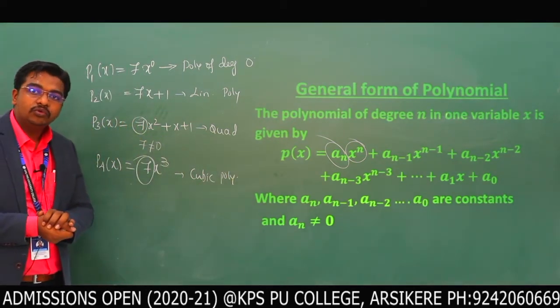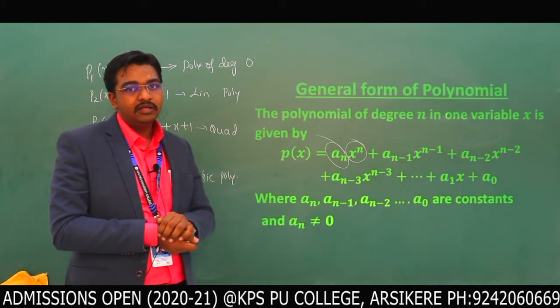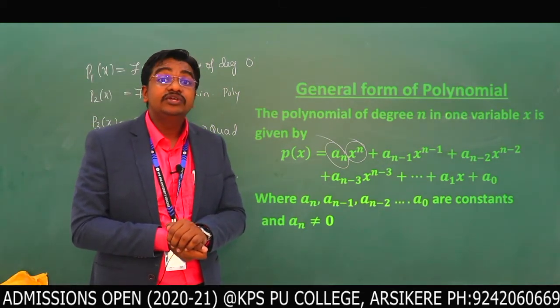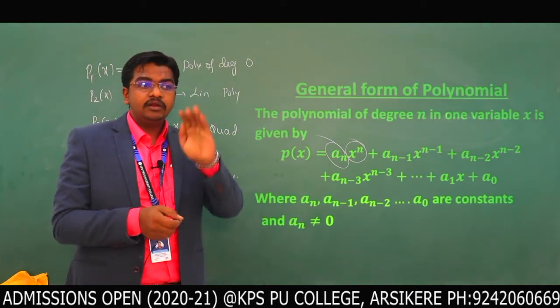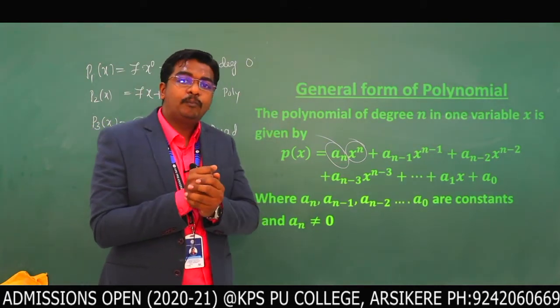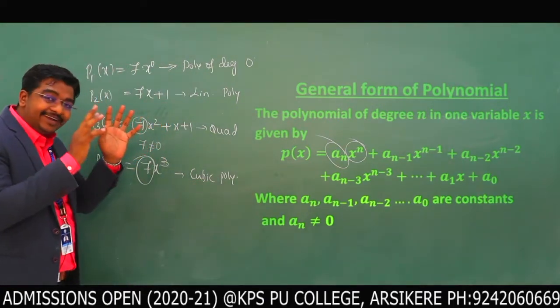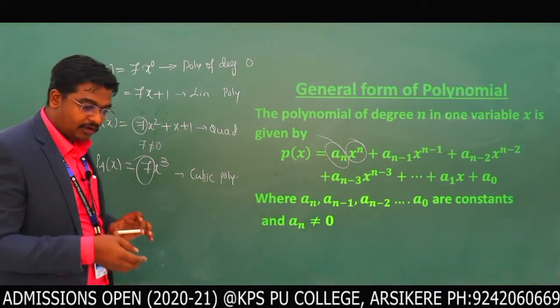So before going to discuss the division of polynomials, one should go with the zeros of the polynomial. So what are the zeros of a polynomial? When we substitute some value into the polynomial, the entire value becomes 0. I will discuss here.